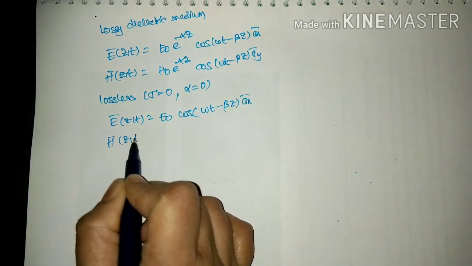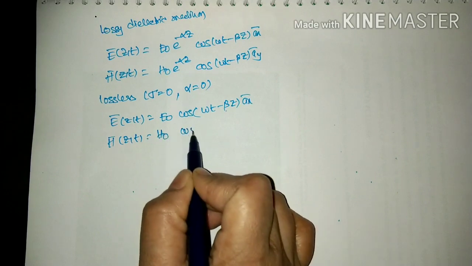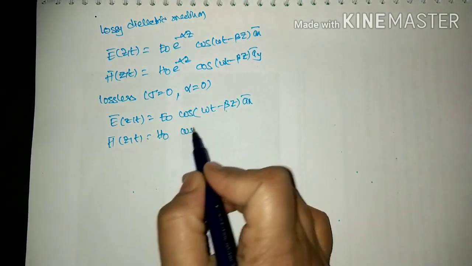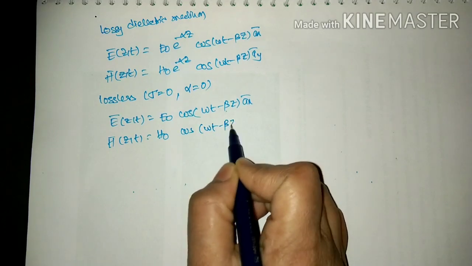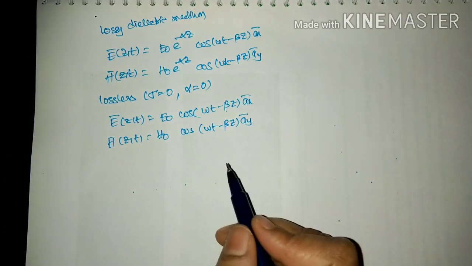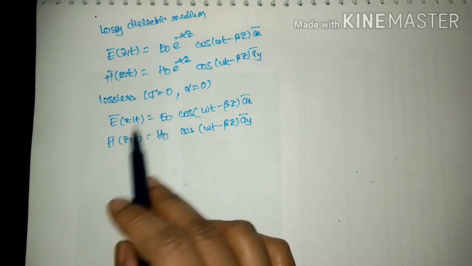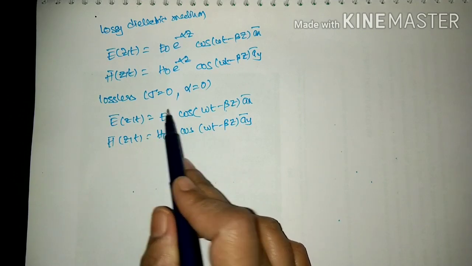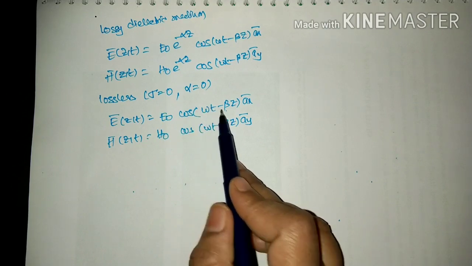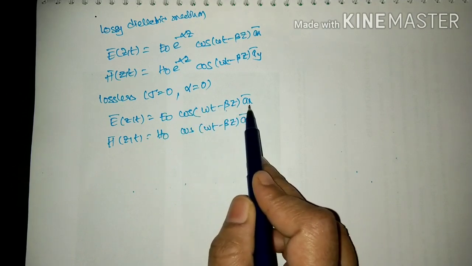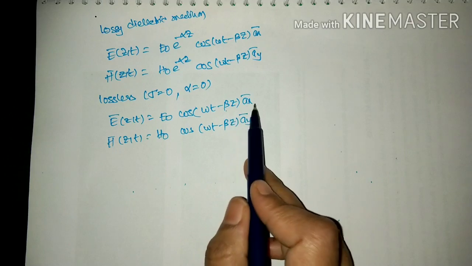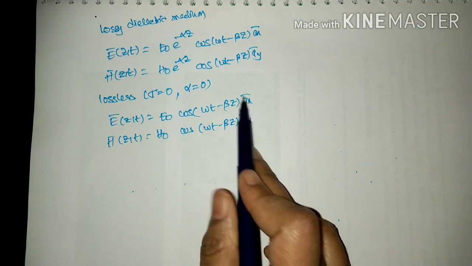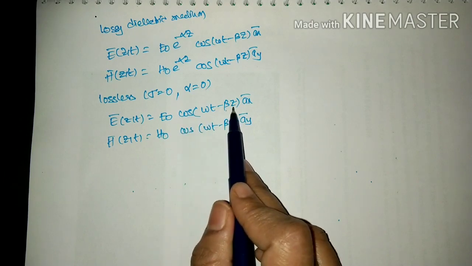H bar of z comma t is equal to H naught cos of, so put alpha equal to 0, e power 0 is equal to 1, so you will get H naught cos of omega t minus beta z ay bar. So if you observe the expression for the electric field or magnetic field, it has a constant E naught, cos of omega t minus beta z, and its direction. Since we have assumed the electric field has only x component, you have just E naught into ax bar into cos of omega t minus beta z.